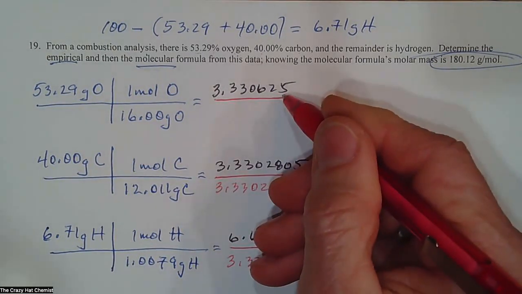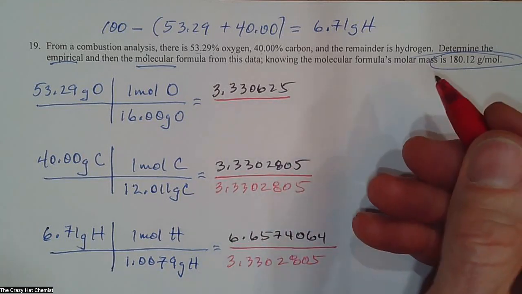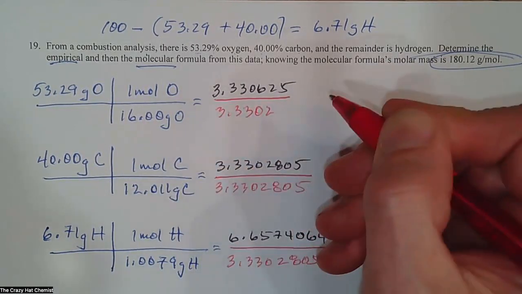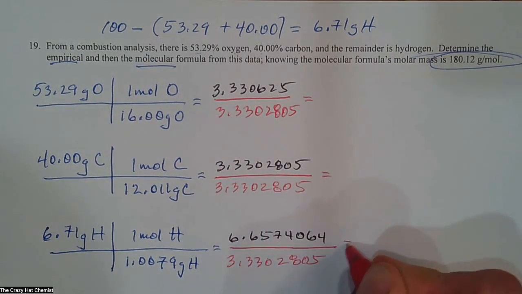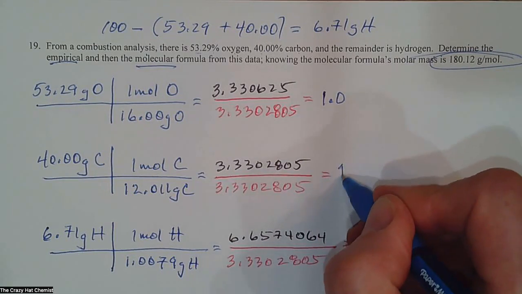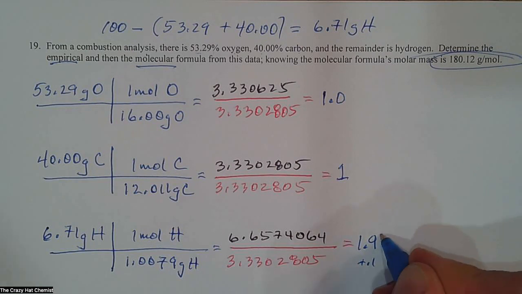And you notice that this one for the oxygen is really close to that of the carbon, so these numbers will be pretty much the same. Okay, perfect. This is going to be a 1.0. This is my exact number of 1, and this is 1.9. I'm going to add a tenth to that, and I'm going to get 2.0.